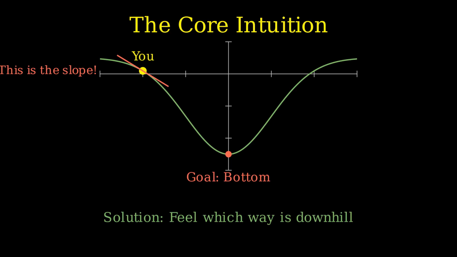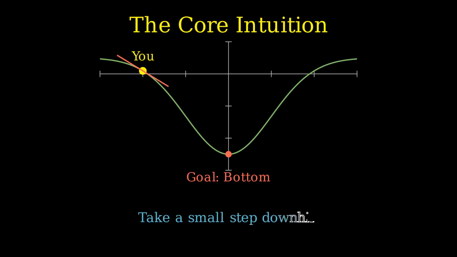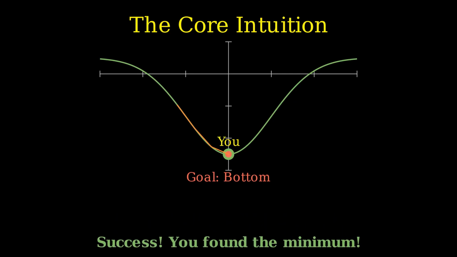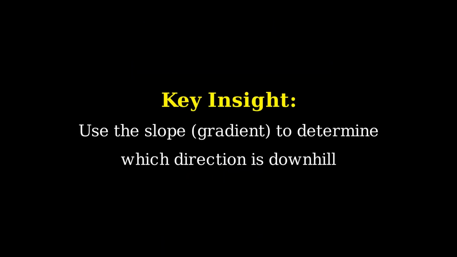So here's the strategy. Take a small step in the downhill direction. Then, at your new position, check the slope again. Take another small step downhill, and another, and another. Each step moves you closer to the bottom. By following this simple rule, always step in the direction of steepest descent, you trace out a path down the hill. Eventually, you reach a point where every direction leads upward. You've found a valley, a local minimum. Success. This is the key insight behind gradient descent. Use the slope or gradient to determine which direction takes you downhill. It's that simple and that powerful.